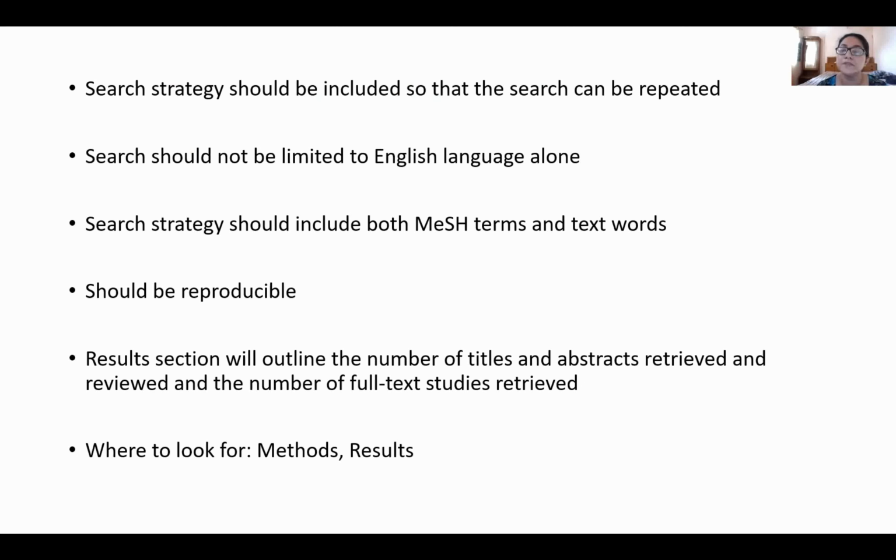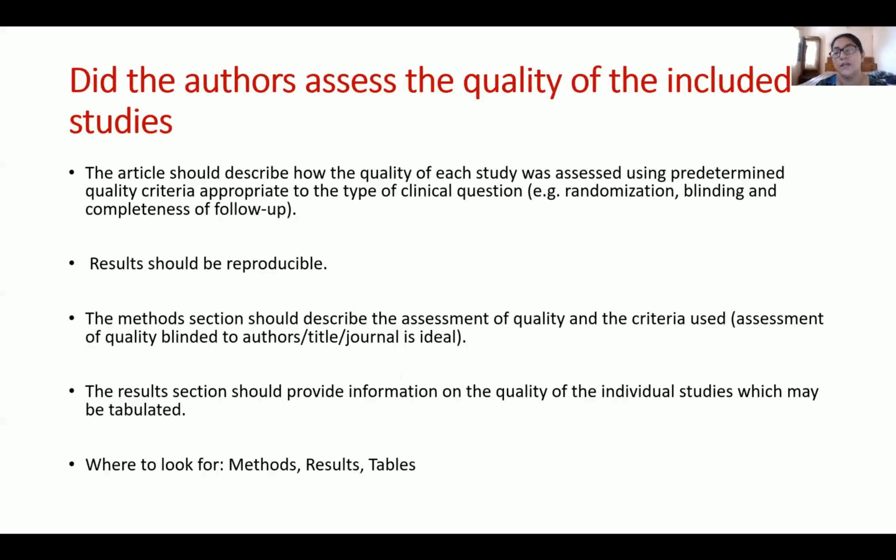The search should not be limited to English language alone. It should include both the MeSH terms as well as text words. The search strategy should be reproducible. The results section will outline the number of titles and abstracts that were retrieved and reviewed, as well as the number of full text studies that were retrieved. And therefore, the answer to this question can be found in the methods section as well as in the results section.